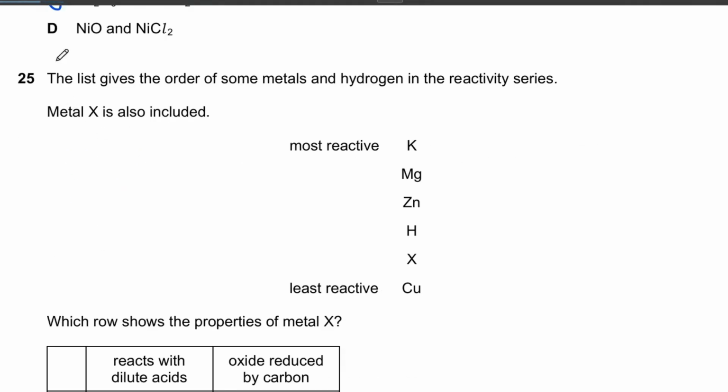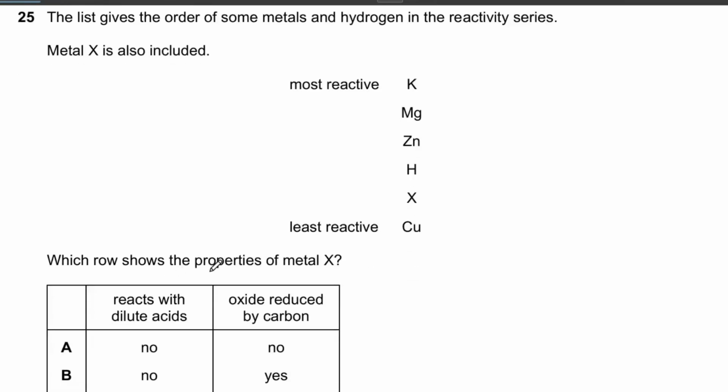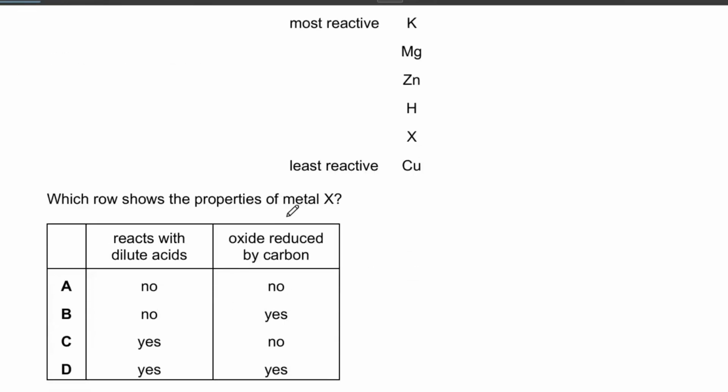Question 25. The list gives the order of some metals and hydrogen in the reactivity series. Metal X is also included. This is it. So you need your knowledge of the reactivity series to answer this question. Which row shows the properties of metal X? Reacts with dilute acid. Metal X is less reactive than hydrogen, so it will not react with dilute acid. So the answer is between A and B.